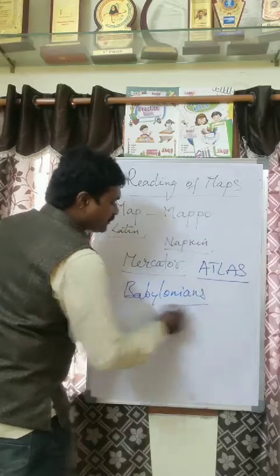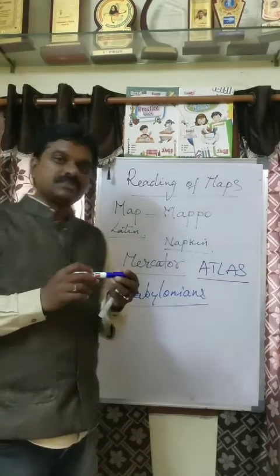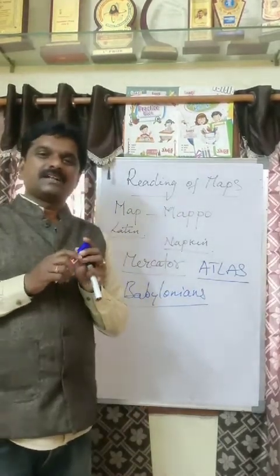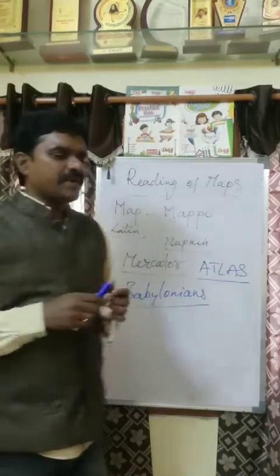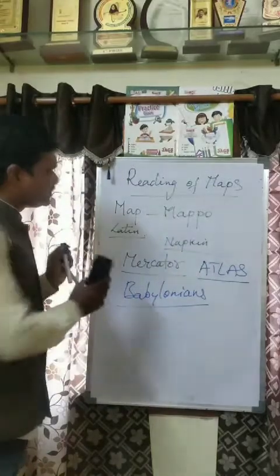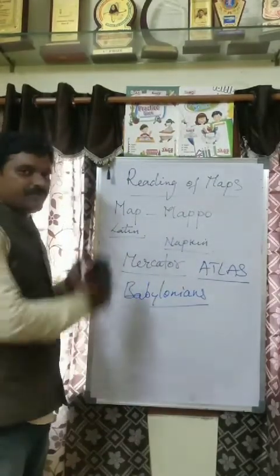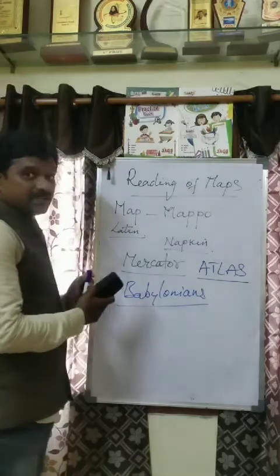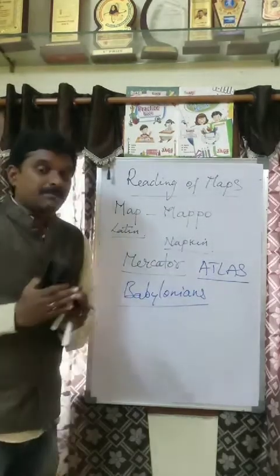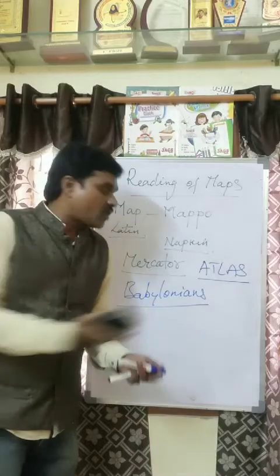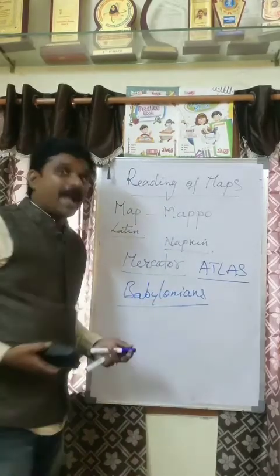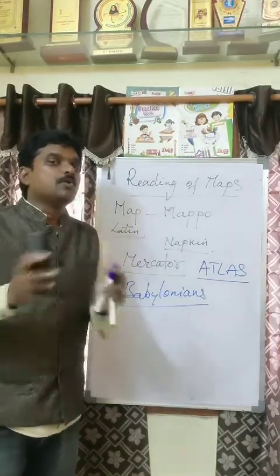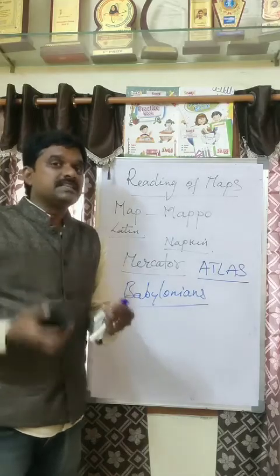Babylonians are the first people who introduced these maps. Clear? So, if you observe very clearly, observe these points once again. What is a map? From which word is it derived? And who introduced the map? Mercator. And he collected the maps and made them into a book, and that is called an atlas. And Babylonians are the first people who introduced these maps.